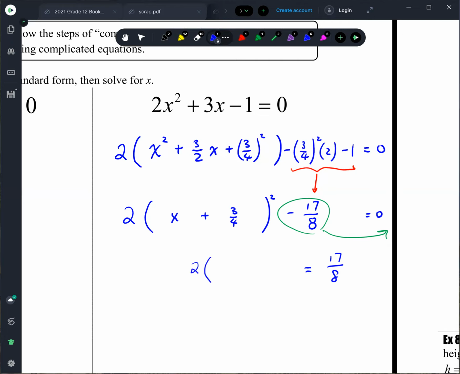Mr. Jason, your voice is cutting out. Okay, how about now? Can you hear me? Yeah, it's better now. So if you move the green number to the right hand side, the left side you are just left with the 2 and the bracket, and the squared as well. What's inside the bracket? X plus 3 over 4.